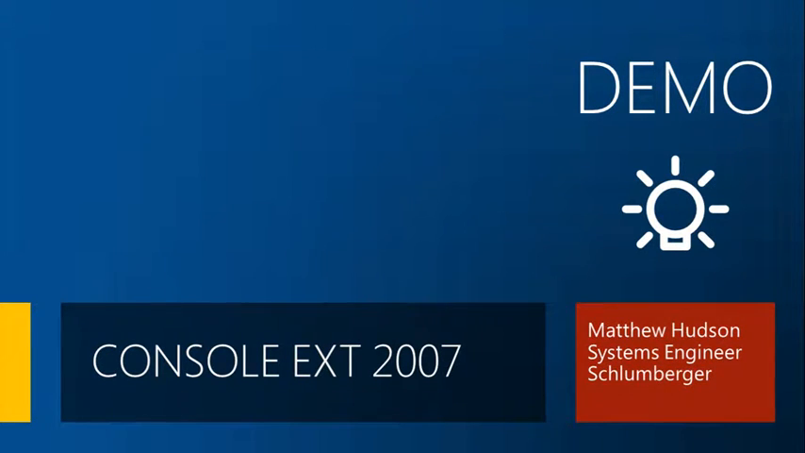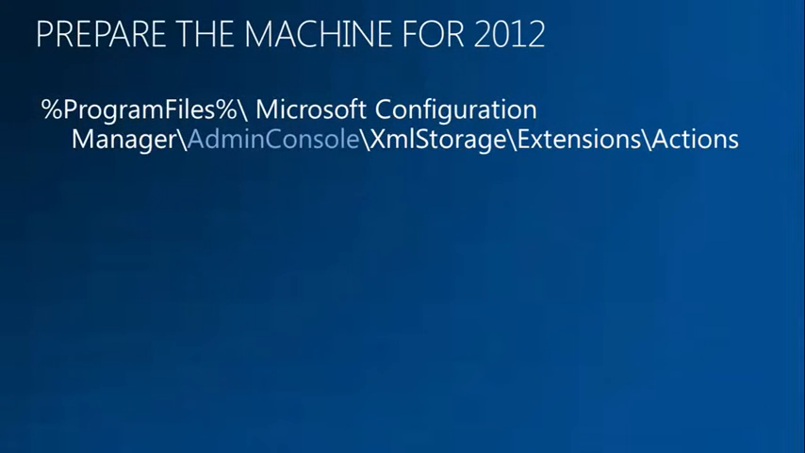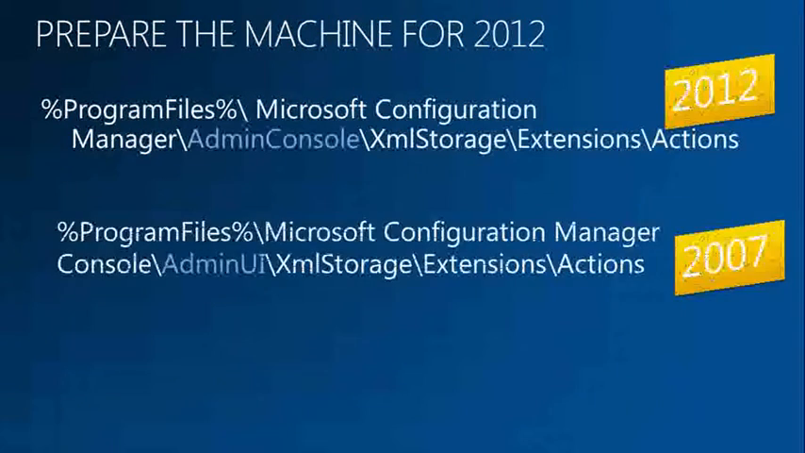So moving through, what everybody probably wants to see anyway, is 2007. So how do you prepare a machine for 2012? The main difference between 2012 and 2007, one, is the admin UI and the admin console folder. So if you're trying to look, where do I put it, you're going to look for this folder, admin console. It also makes it easier to go ahead and convert them.